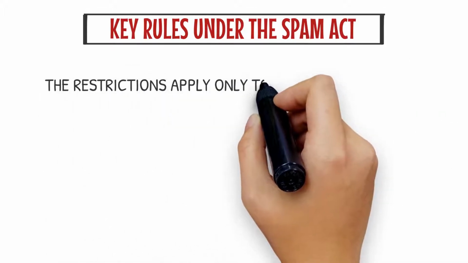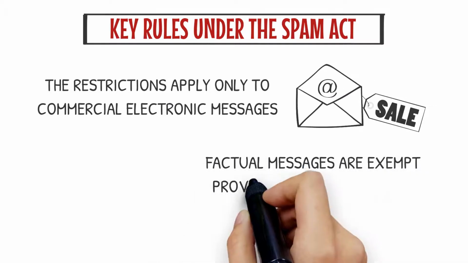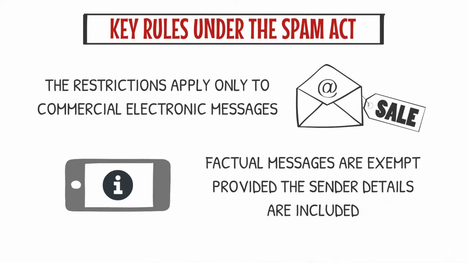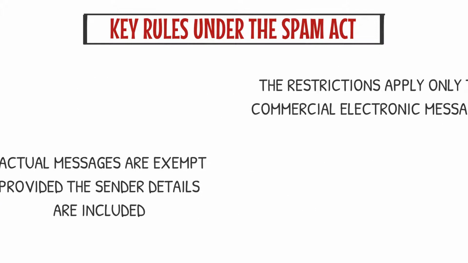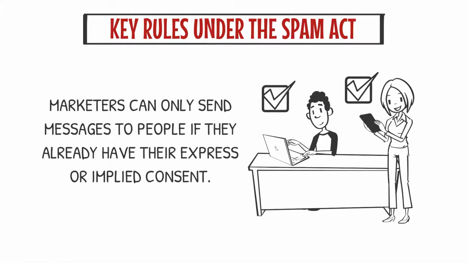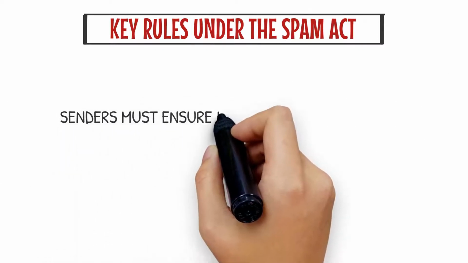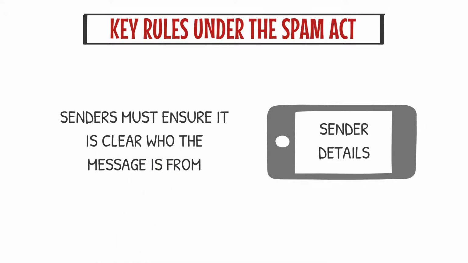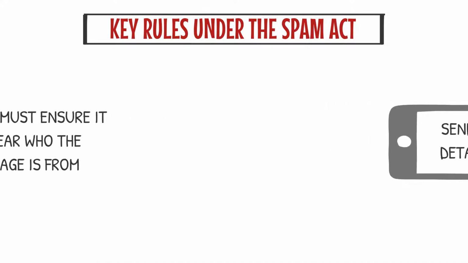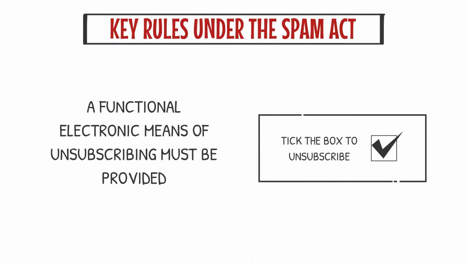The restrictions apply to commercial electronic messages only, so factual messages are exempt, providing the sender details are included in the message. Marketers can only send such messages to people if they already have their express or implied consent to do so. Senders must ensure that it's clear to the recipient which individual or organisation the message is from. A functional electronic means of unsubscribing has to be provided in the message.